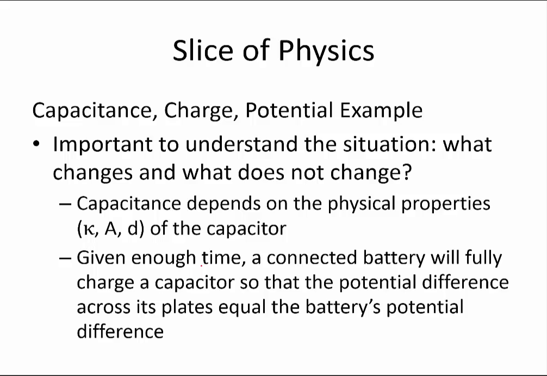In that case, the charge separation remains fixed and the potential difference changes. And once we give enough time to the battery to do its thing, it'll move whatever charges it needs to move to make the potential difference across the plates of the capacitor equal to its own potential difference, and that results in a different level of charge separation than we had before.